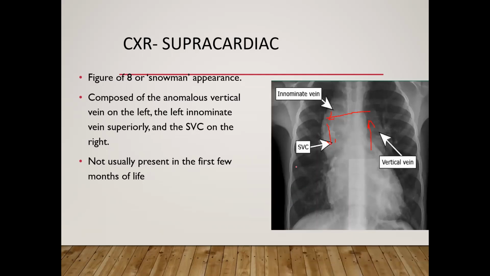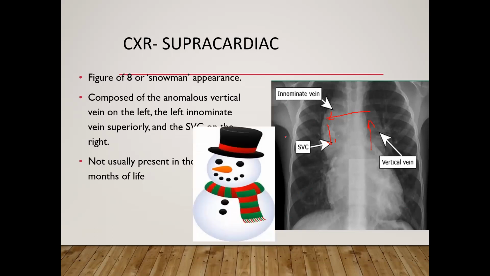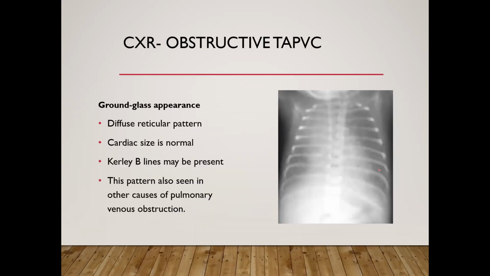These are the labelings which are showing these things. This is the typical appearance of a snowman. If you see obstructive TAPVC, because of pulmonary edema, there will be a diffuse reticular pattern, and cardiac size can be normal without right side enlargement, and Kerley B lines may be present. This pattern is also seen in other causes of pulmonary venous obstruction.